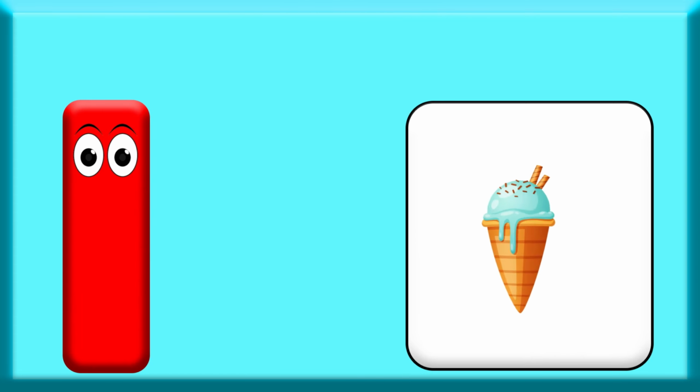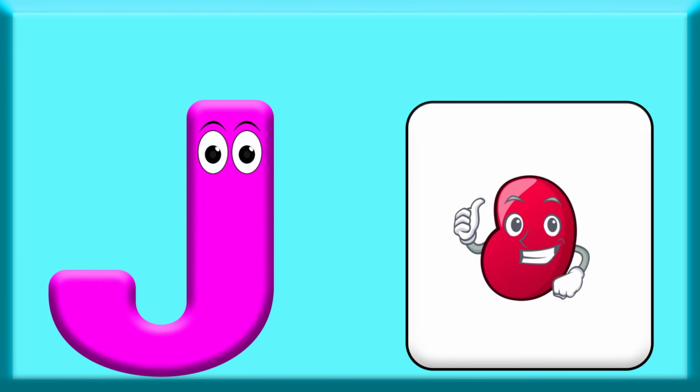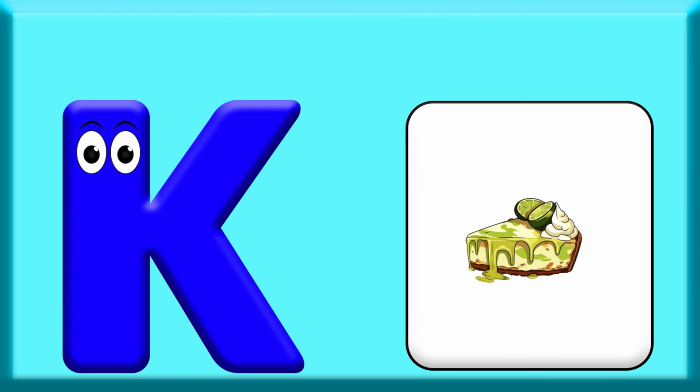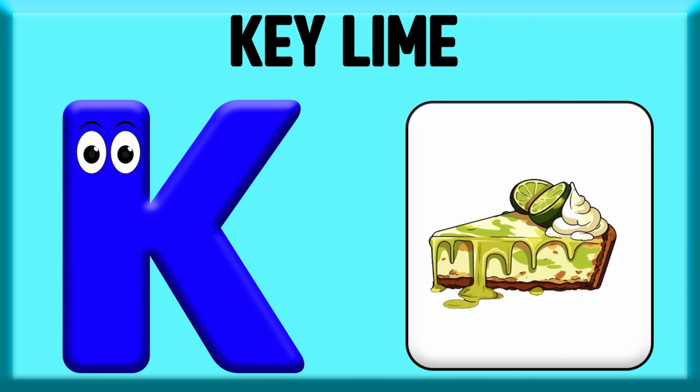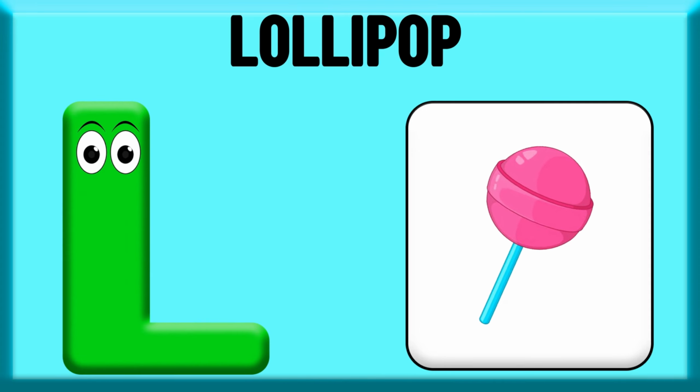I is for ice cream. Ice cream. J is for jelly bean. Jelly bean. K is for key lime pie. Key lime pie. L is for lollipop. Lollipop.